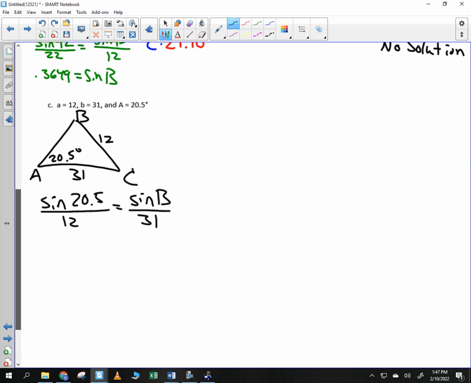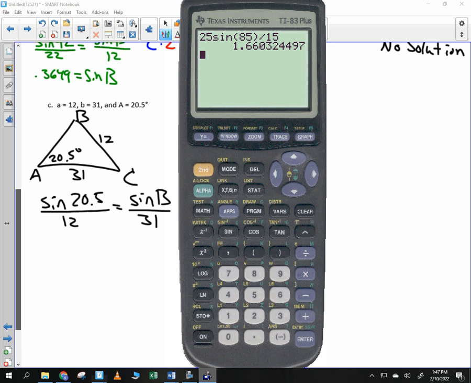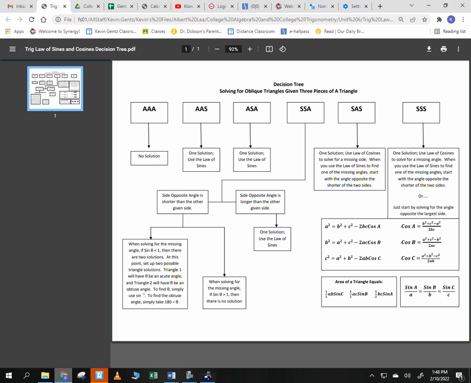Multiply both sides by 31, sine of 20.5, and I divide that by 12. I get 0.9047 is equal to the sine of B. Can it be 0.9047? It can. What does the decision tree say? It says when solving for the missing angle, if sine is less than 1, then there are two possible solutions.